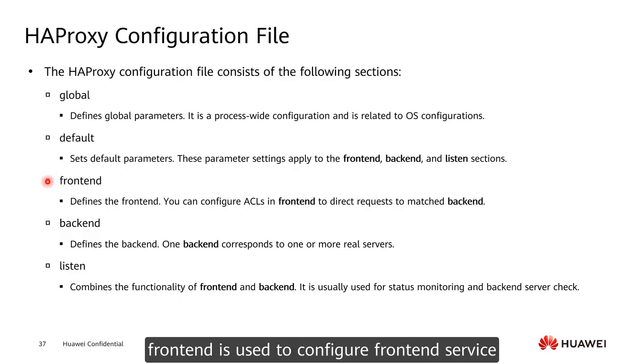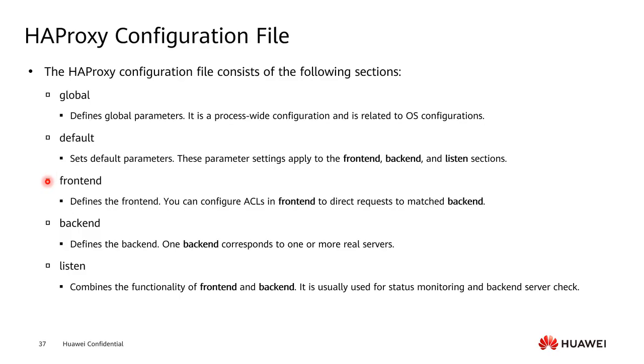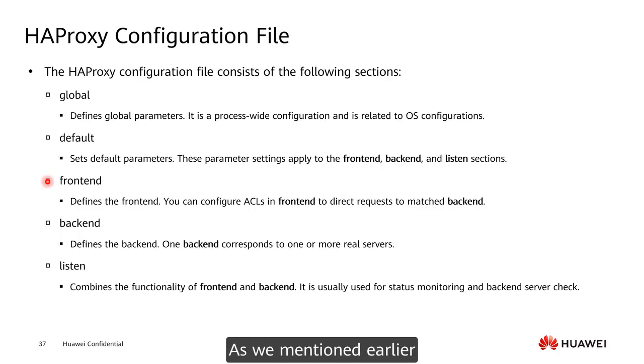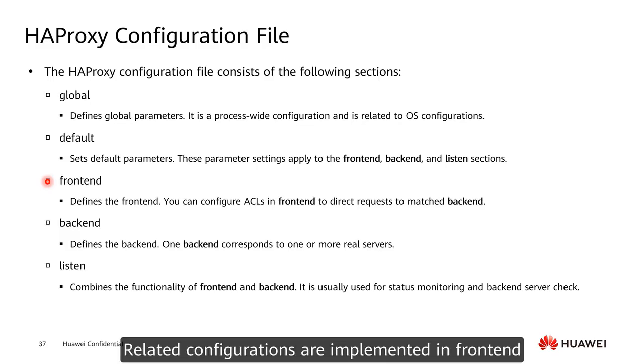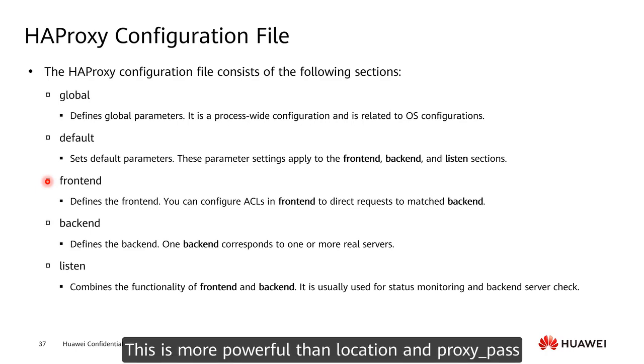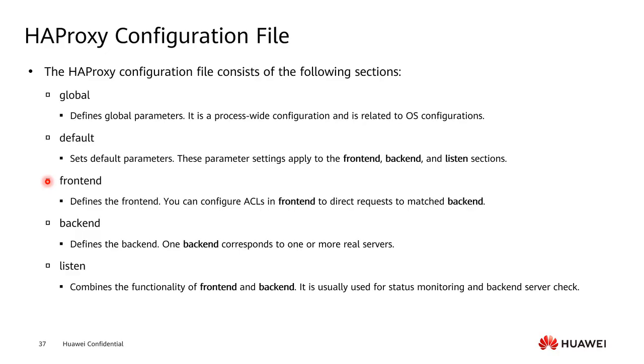Frontend is used to configure frontend servers. Its functions are similar to location and proxy paths in Nginx. As we mentioned earlier, HAProxy supports the ACL function. Related configurations are implemented in frontend. This is more powerful than location and proxy paths.